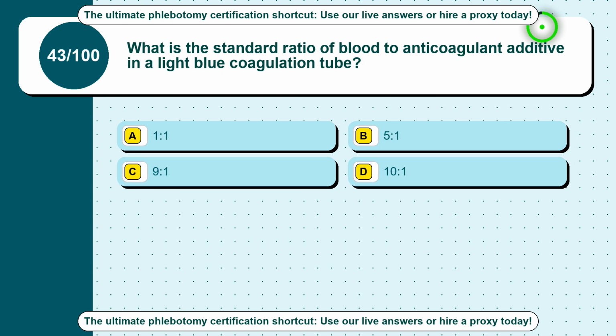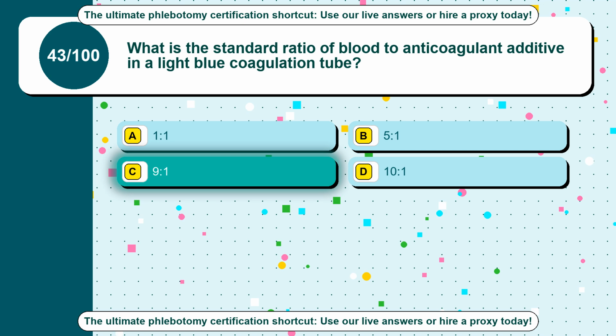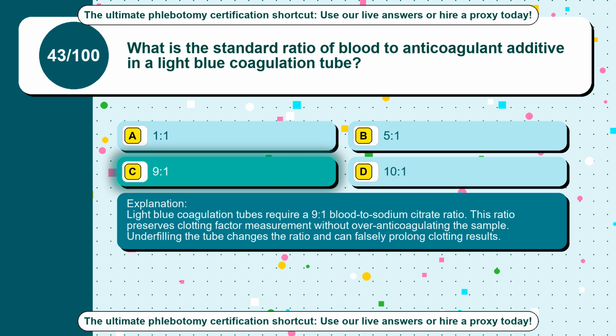Question 43. What is the standard ratio of blood to anticoagulant additive in a light blue coagulation tube? Option A. 1:1. Option B. 5:1. Option C. 9:1. Option D. 10:1. The correct answer is option C, 9:1. Light blue coagulation tubes require a 9:1 blood to sodium citrate ratio. This ratio preserves clotting factor measurement without over-anticoagulating the sample. Underfilling the tube changes the ratio and can falsely prolong clotting results.